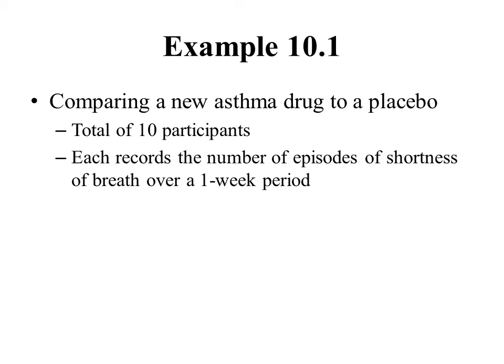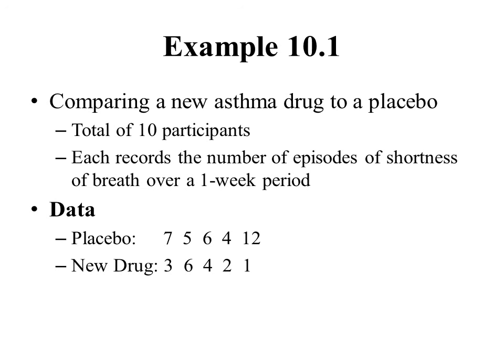So to illustrate an application of the Mann-Whitney U-test, let's look at example 10.1 from the textbook. And what we're doing in this example is comparing a new asthma drug to a placebo. So this is a very similar scenario to what we've done before in different contexts. And in our data we have a total of 10 participants, and each one of those participants records the number of episodes of shortness of breath over a 1-week period. Okay. And so here's our data. So the first patient on the placebo had 7 episodes, the second had 5 episodes, so on and so forth. The first person on the drug had 3 episodes, the second person had 6 episodes, so on and so forth.